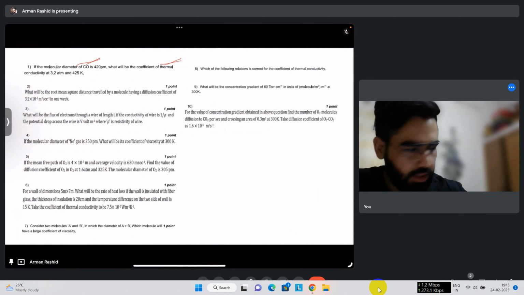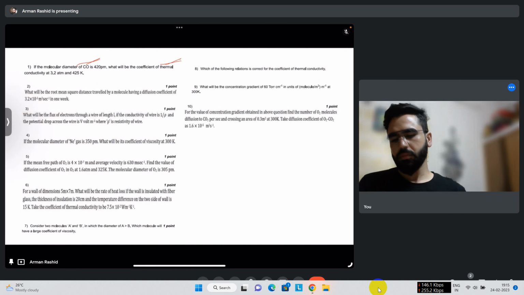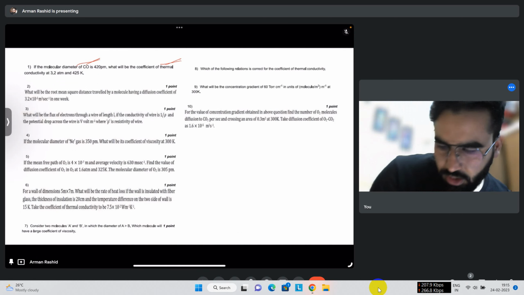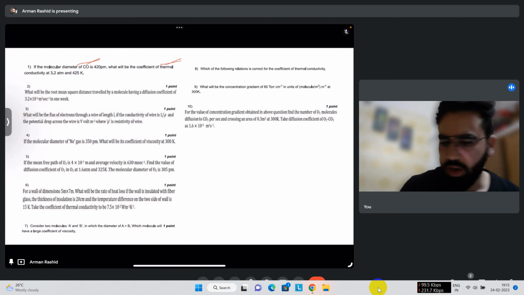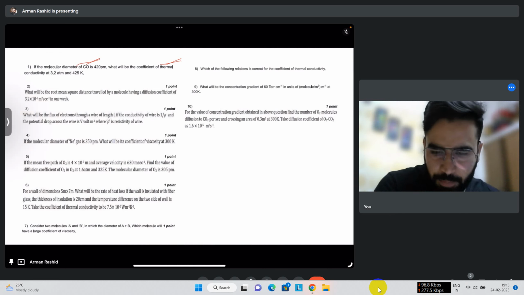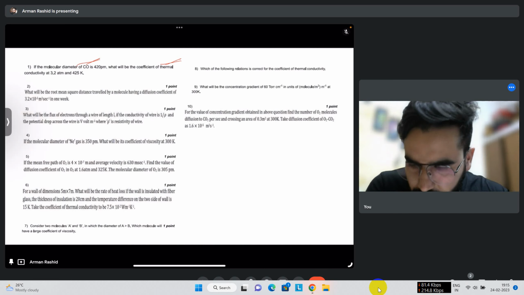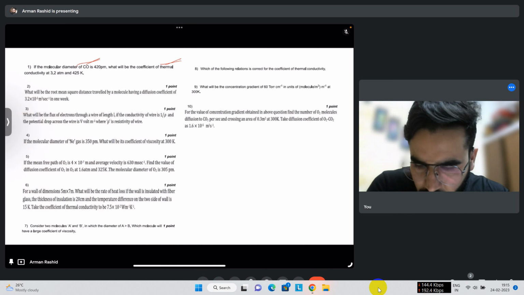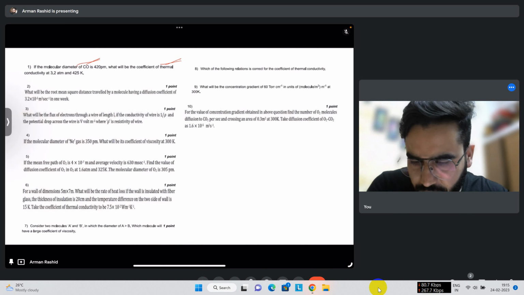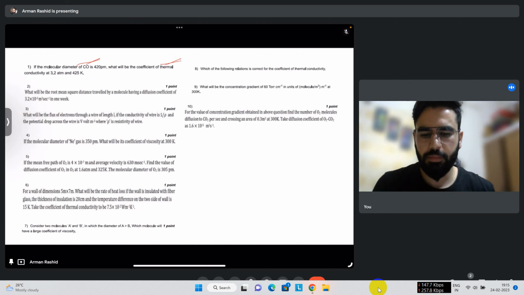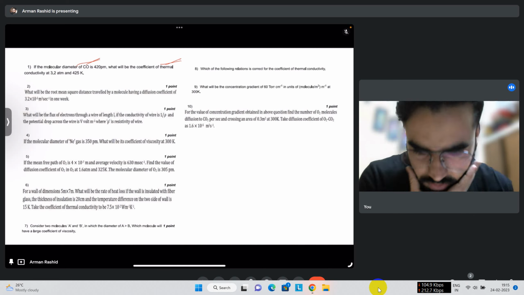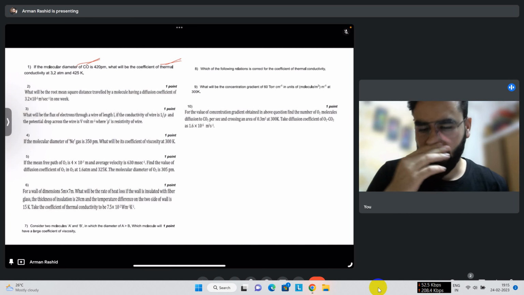Now we have the third question. What is the flux of electrons through a wire of length L if the conductivity of the wire is this and the potential drop across the wire is given in volts per meter? So we have to determine the flux of electrons through a wire of length L. Okay, and we have been given a resistivity and the potential drop.